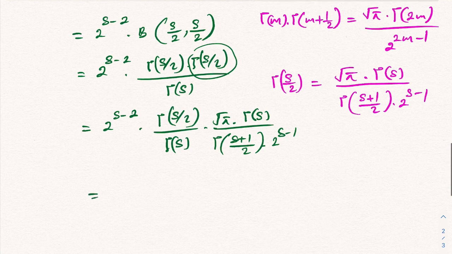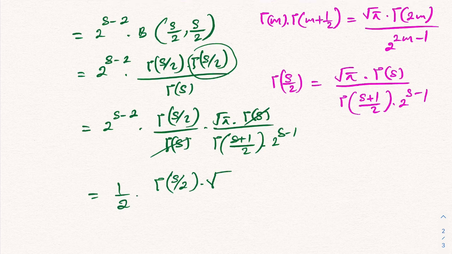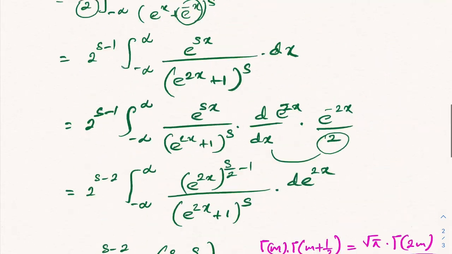Okay, let us simplify. Gamma of s we know gets cancelled. Here 2 to the s minus 1 and 2 to the s minus 2, so 1 over 2 times gamma of s over 2 times square root of pi over gamma of s plus 1 over 2. Okay, this is the answer for our integral.